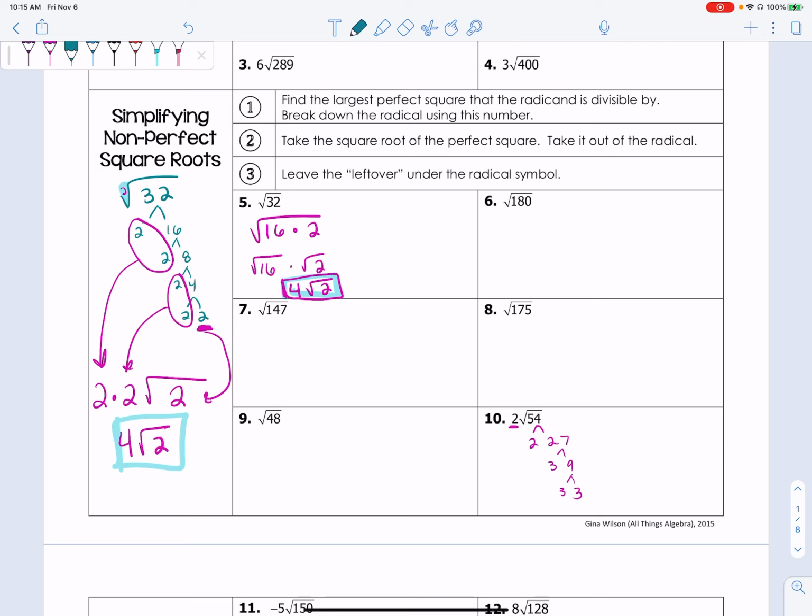Once again, I have no index, so my index is a 2. I'm looking for pairs. So I have 1 pair of 3's, and that's it. So this 2 that's being multiplied on the outside still needs to be multiplied on the outside. This pair of 3's, that gets multiplied on the outside. I write my radical sign. What's left over is this 2 and this 3. Those get multiplied on the inside. So I simplify all my multiplications for a final answer of 6 root 6.